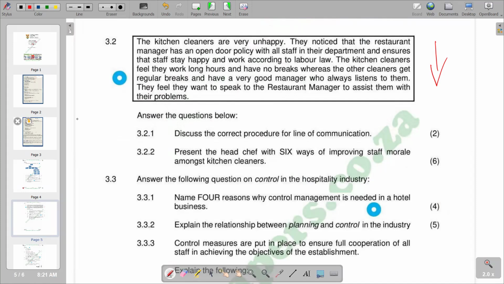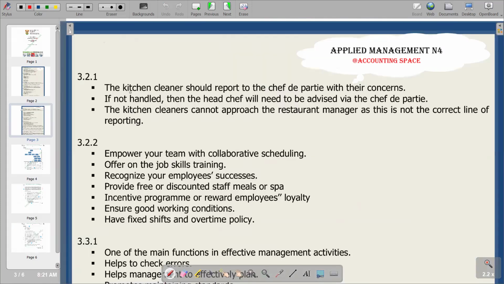So the procedure that we have is that the kitchen cleaner should report to the chef de partie with their consent. The kitchen cleaner should report to the chef de partie with their consent. And if the matter is not resolved, then the head chef will need to be advised via the chef de partie. And then lastly, the kitchen cleaners cannot approach the restaurant manager as this is not the correct line of reporting.